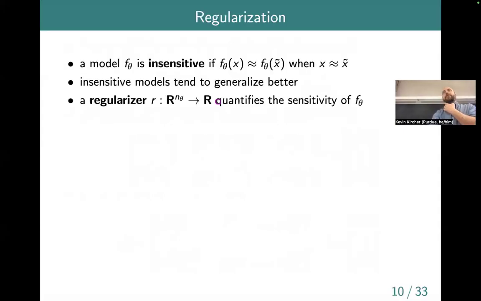There's one more wrinkle, and it has to do with what's called regularization. Regularization is a way to improve predictive performance on unseen data. I'll show some examples of how this can actually improve performance. It's not immediately obvious, but a model is called insensitive if, whenever you have two data points, call them x and x tilde, that are relatively close together, your predictions that correspond to x and x tilde are also pretty close together.